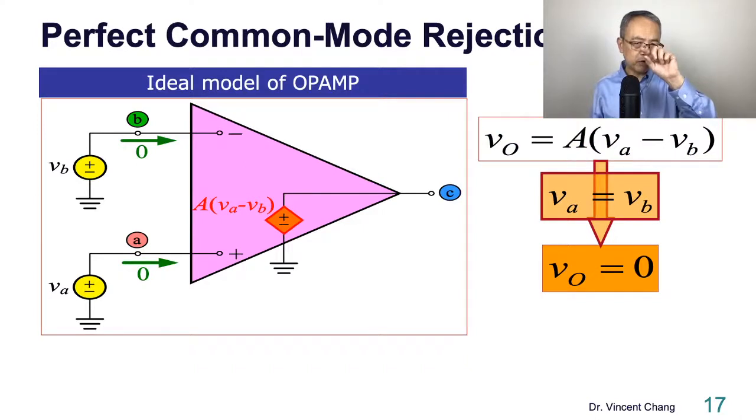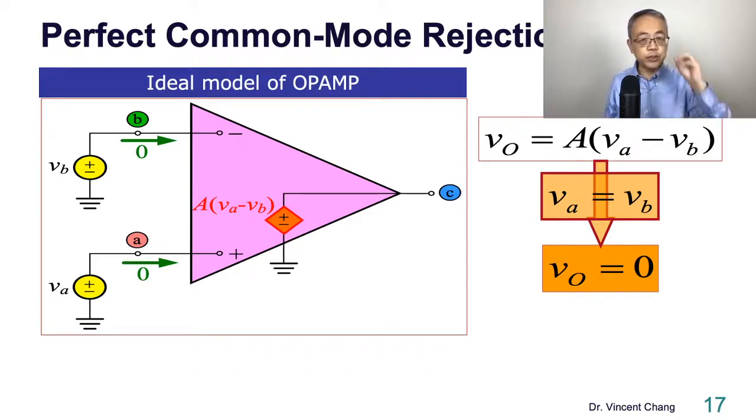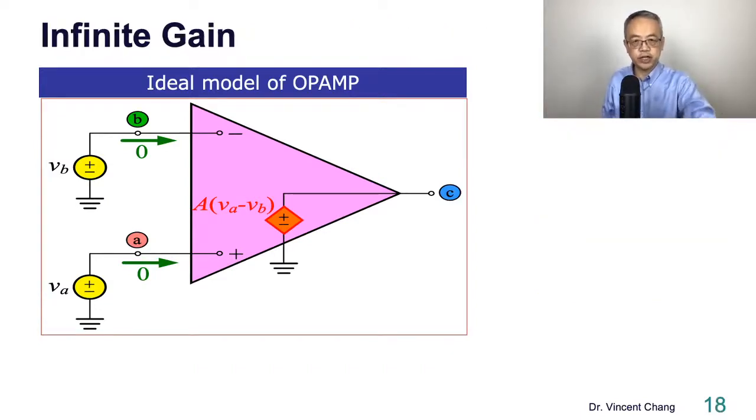So if both inputs have the same voltage, VA equals VB, then VO is 0. This nature is called perfect common mode rejection, which means this system will reject the common part of the two input signals and only sense what? Sense the difference part. So perfect differential amplifier also means perfect common mode rejection.